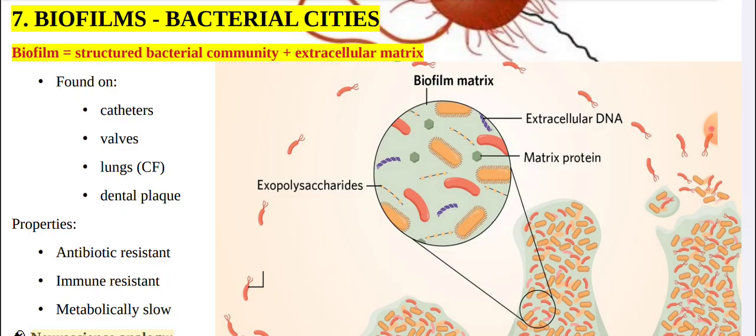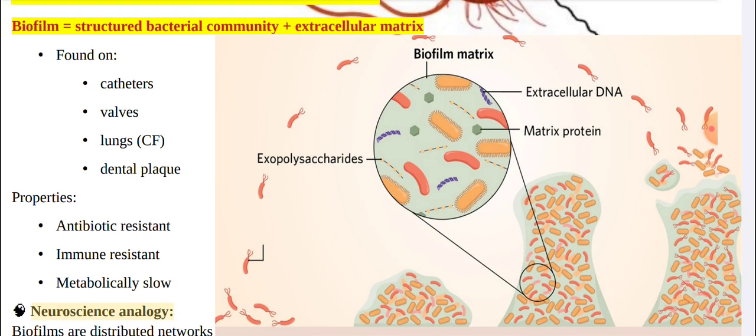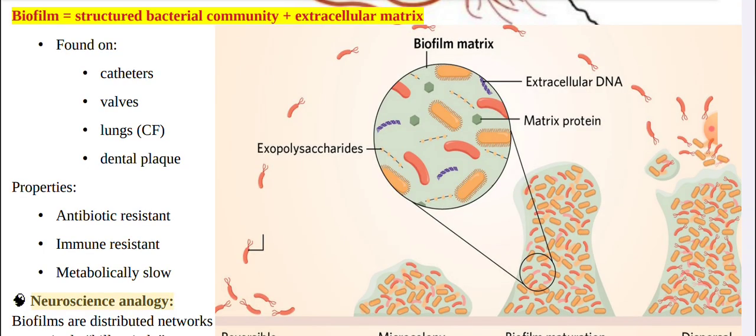In the lab, we study bacteria floating in liquid. We call that planktonic growth. But in the real world, in the body, bacteria prefer to find a surface, attach, and then secrete a matrix. A slime city. Essentially, they build a dome over the colony made of sugars, DNA, and proteins. This is a biofilm. Plaque on your teeth is a biofilm. The gunk that clogs a catheter is a biofilm. The infection in the lungs of a cystic fibrosis patient is a biofilm.